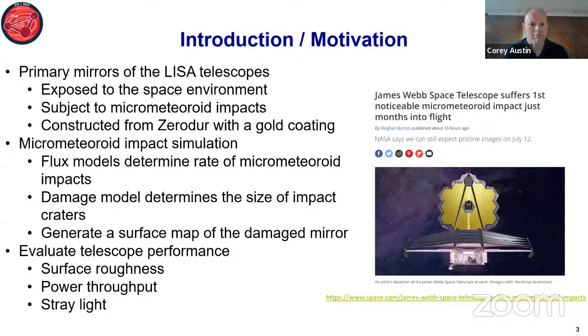And then the 2 main parts of the talk are the micrometeoroid impact simulation. So we go through and we simulate micrometeoroids impacting the surface of the primary mirror, and then we calculate the damage that's done to it, and then we generate a surface map of the damaged mirror. And then we can take that surface map of the damaged mirror and use that to evaluate some of the telescope performance parameters, like the surface roughness of the mirror, the power throughput through the telescope, and the stray light that's caused by the craters.